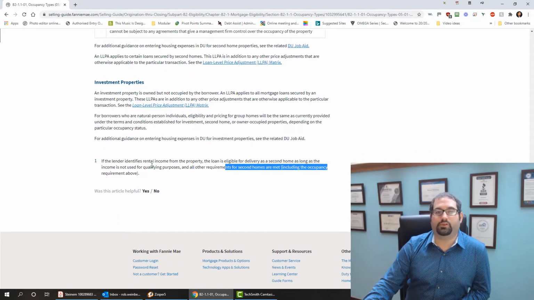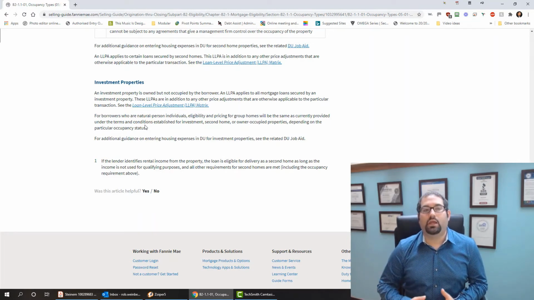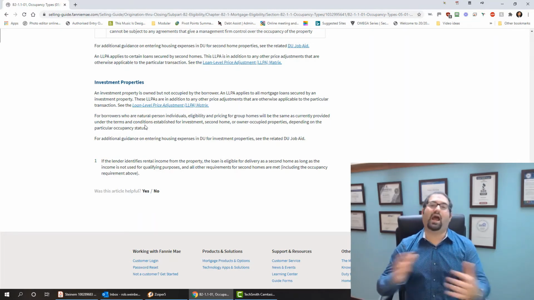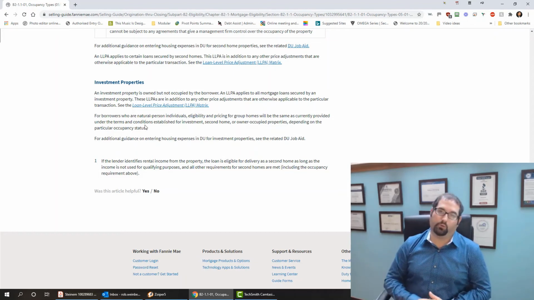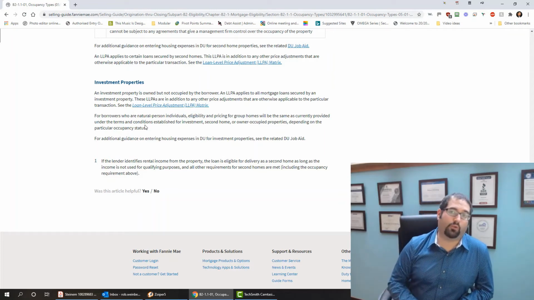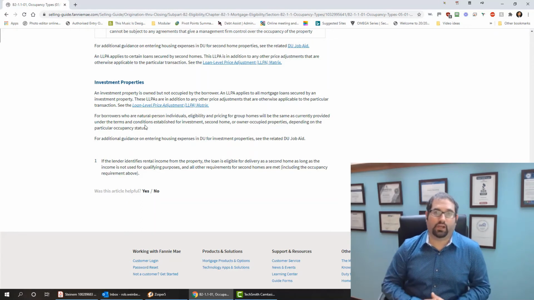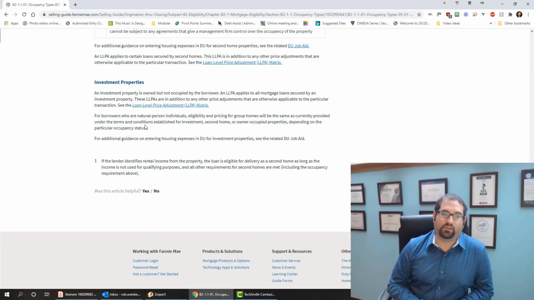And the last occupancy type here is going to be investment properties. And an investment property is one that's owned but not occupied at any time by the borrower. So this is going to be your typical rental property. A single-family home, a duplex, triplex, up to 4-unit property that you rent out for rental income and you don't live in at any time of the year. That's an investment property.